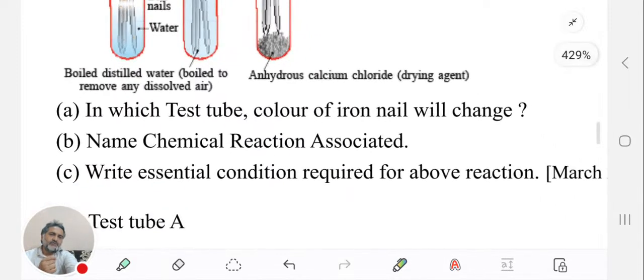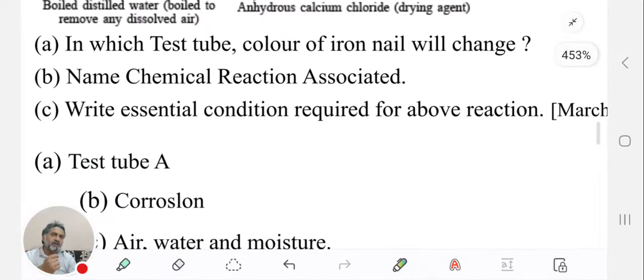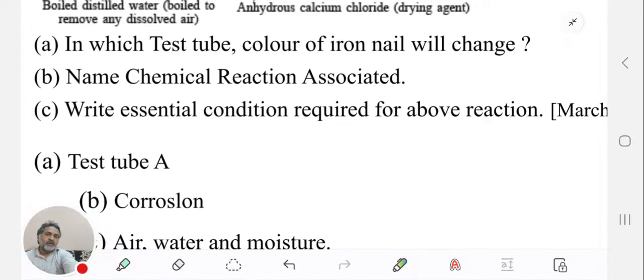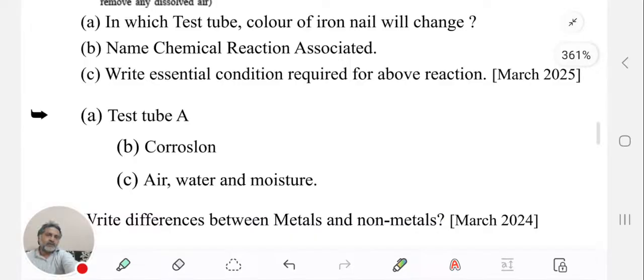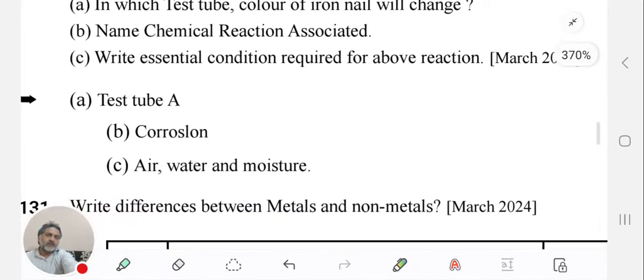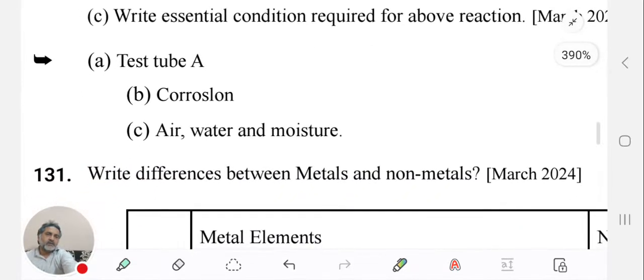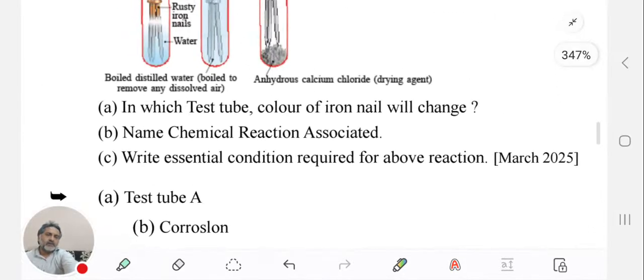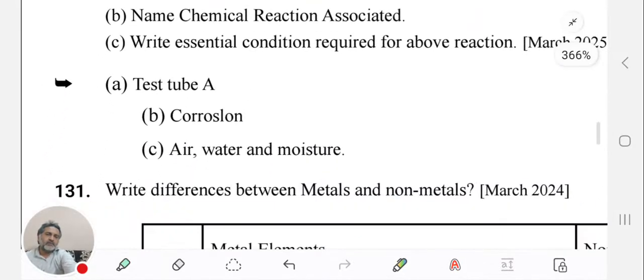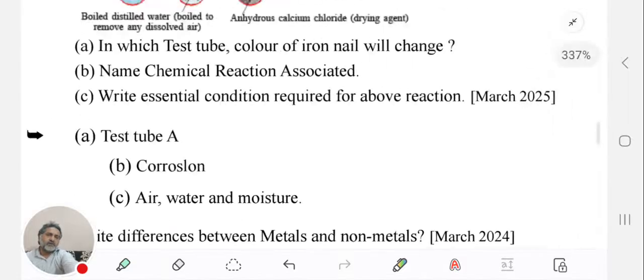In which test tube will the color of the iron nail change? Second, name the chemical reaction associated. Write the essential condition required for the above reaction. Test tube B. Corrosion. Air, water and moisture.